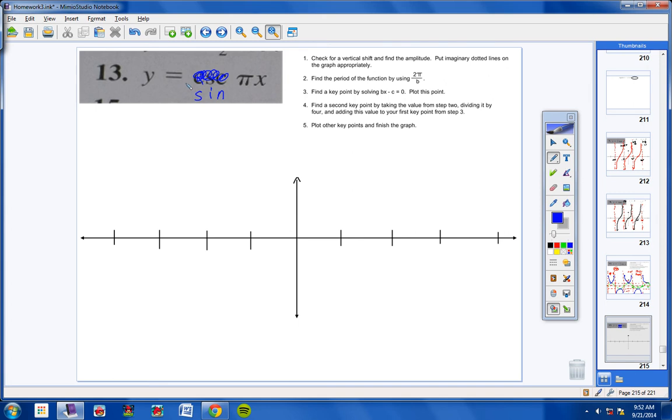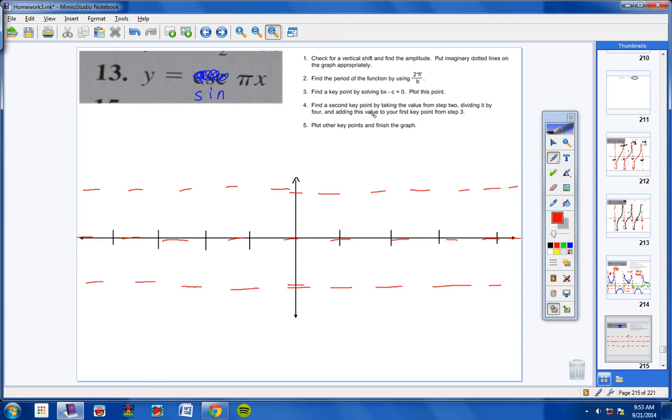Also, the multiple in front of the sine here is 1, even though you can't see it. So what that tells us is we have no vertical shift. And we're going to go up 1. And we went up 1 because the multiple right here next to the sine is 1. And then we're going to go down 1. Okay? There we go. All right.